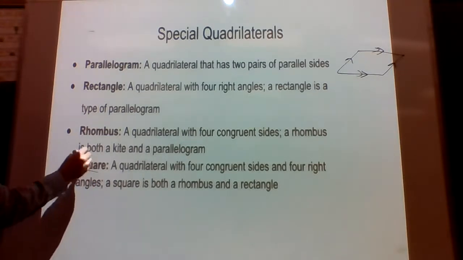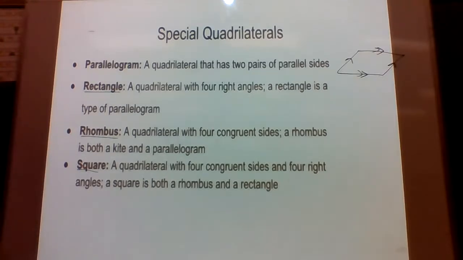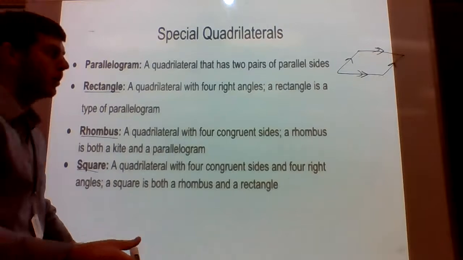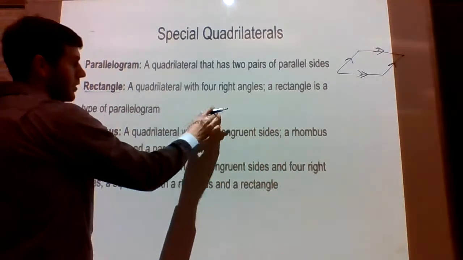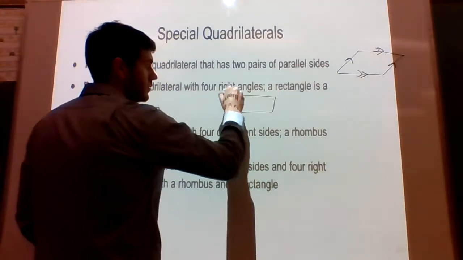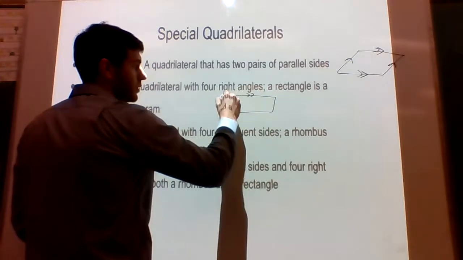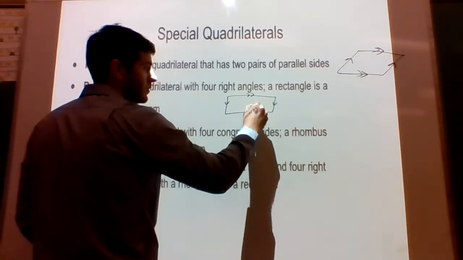The other three on here right now are rhombus, rectangle, and square. Rectangles, rhombuses, and squares are all parallelograms because they all have parallel sides. So if we draw them out, here's a rectangle. We know these sides are parallel, and these sides are parallel.